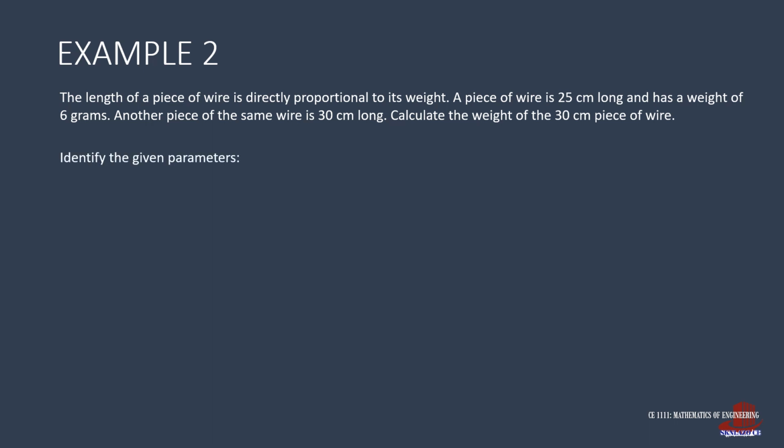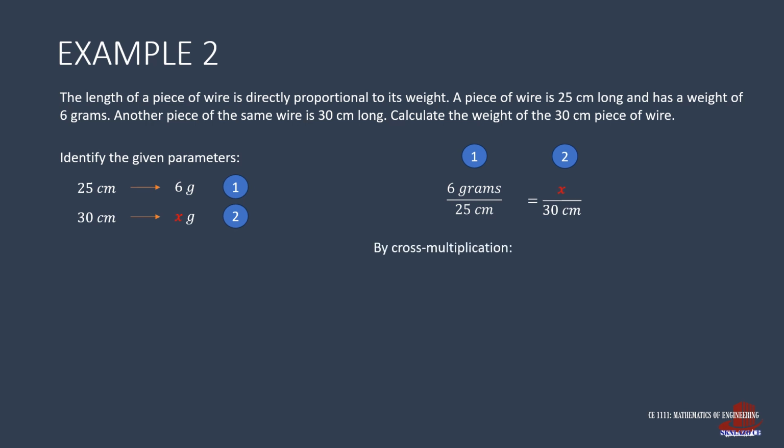Identify the given parameters again. 25 centimeters of wire weighs 6 grams. This is case 1. Then we are to determine the weight of the 30 centimeter length of wire. This is case 2. In fractional form, we have case 1 as 6 grams over 25 centimeters, then case 2 is x over 30 cm. Through cross multiplication, we get x times 25 cm is equal to 6 grams times 30 cm. Divide everything by 25 centimeters and get the value of x as 7.2 grams.